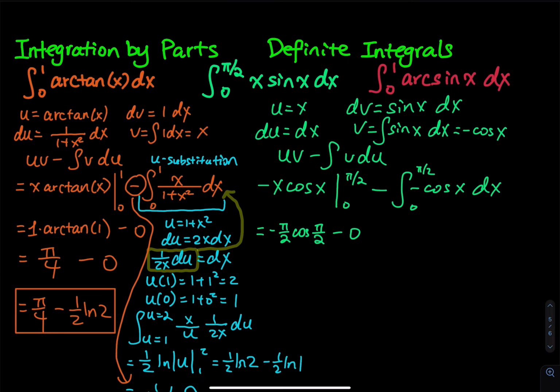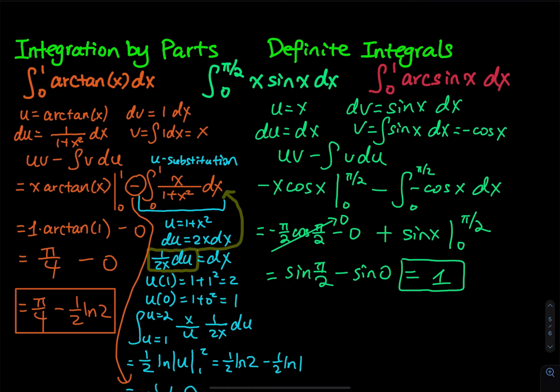Pi over 2 is 90 degrees on the unit circle. At that point, x is equal to 0. So this is equal to 0 as well. So the whole thing is just a 0. And then you have a plus, right? Minus minus, the two minuses, that gives you a plus. The integral of cosine gives you a sine of x. x goes from 0 to pi over 2. And then we will have sine of pi over 2 minus sine of 0. Sine of 0 is equal to 0. Sine of pi over 2, unit circle, 90 degrees, y is equal to 1. So we did all the work for this one.